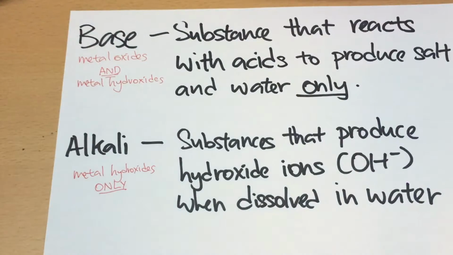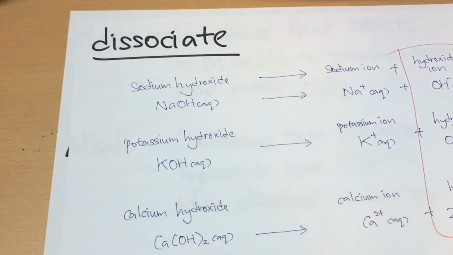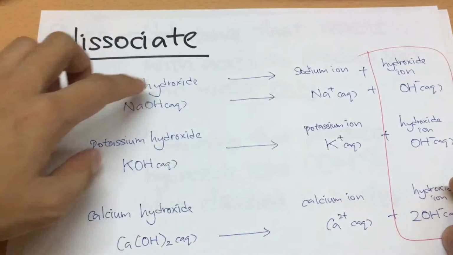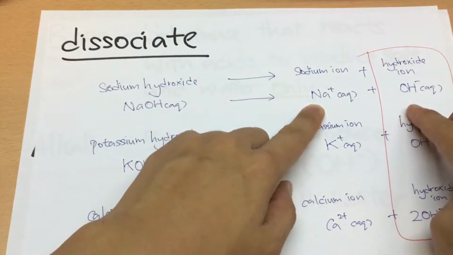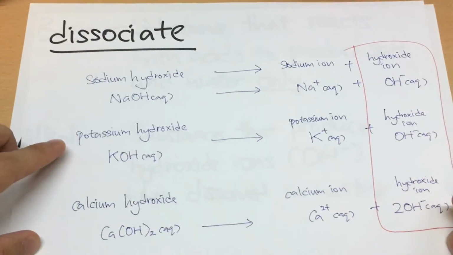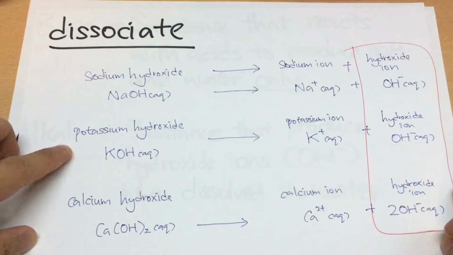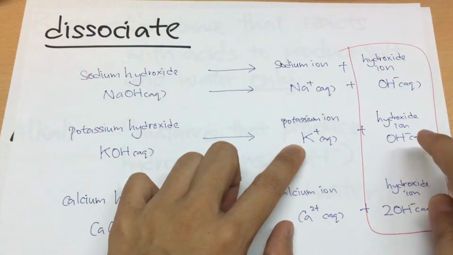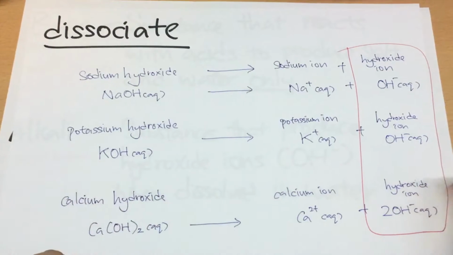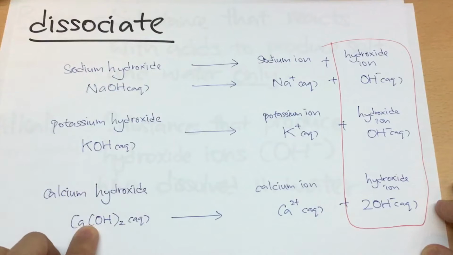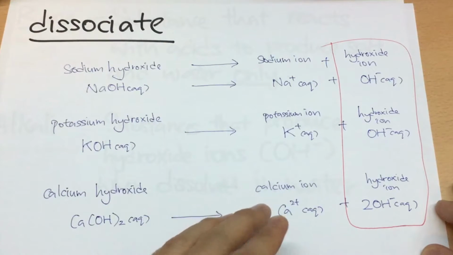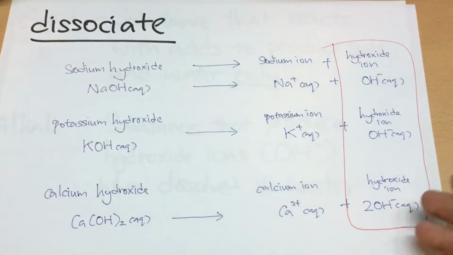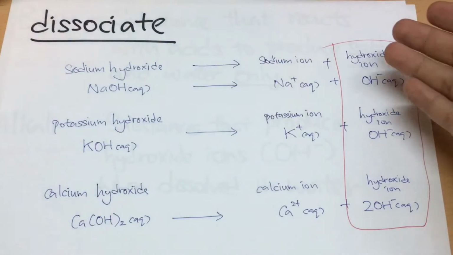So when we dissolve sodium hydroxide into water, it will dissociate to form sodium ion and hydroxide ion. When we dissolve potassium hydroxide into water, it will dissociate to form potassium ion and hydroxide ion. And when we dissolve calcium hydroxide, it will dissociate to form calcium ion and hydroxide ions. All alkalis produce hydroxide ions when dissolved in water.